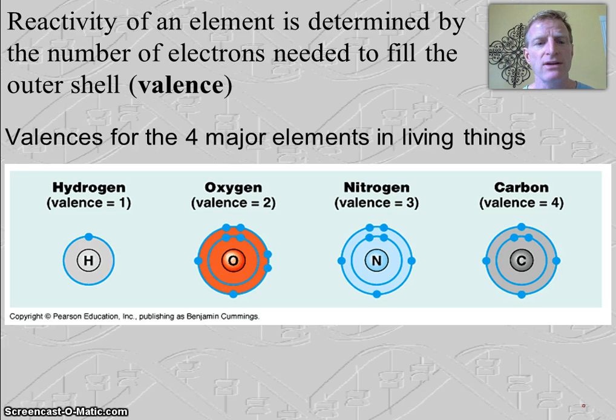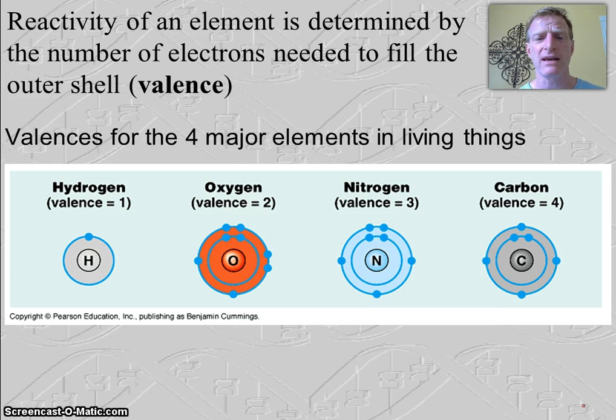So for example, hydrogen has one proton, one electron. Now again, to be in that happy state, it wants 2 electrons in its outer shell. Oxygen has 6 electrons in its outer shell, 2 in the first and then 6 in the second. It wants 8 in that outer shell to be happy. Nitrogen has 5. It wants 3.